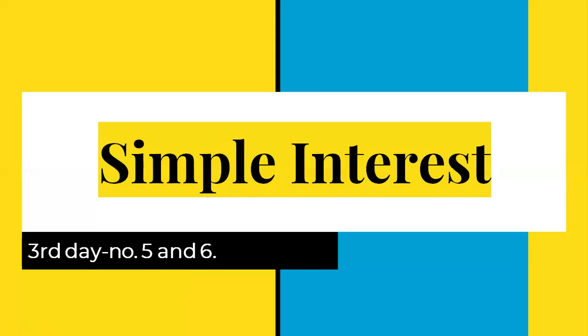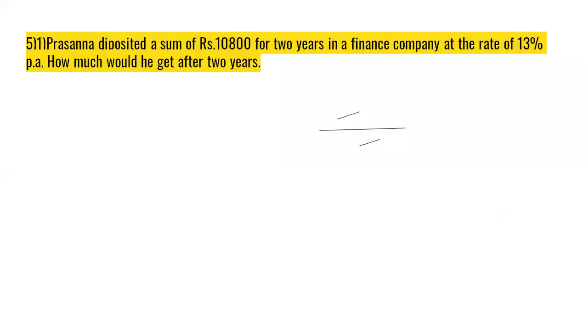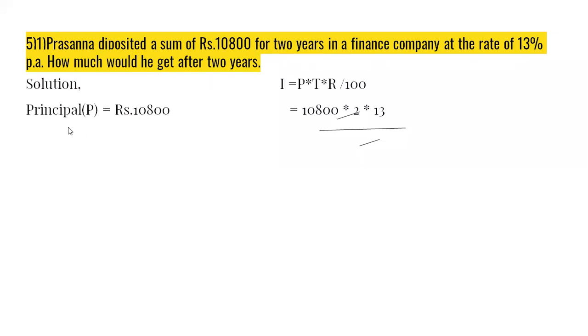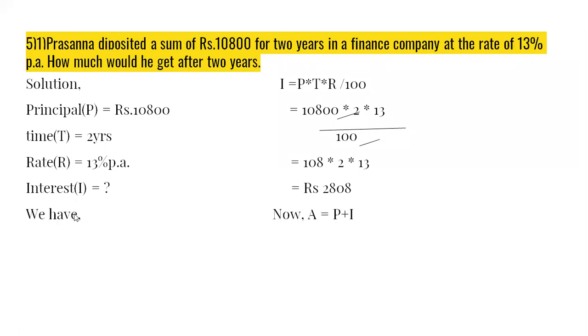Simple interest. A person deposited a sum of rupees 10,800 for 2 years in a finance company at the rate of 13% per annum. How much would he get after 2 years? That means we have to find out here: principal first of all, time, rate, and interest, and then after that we have to find out the amount also.